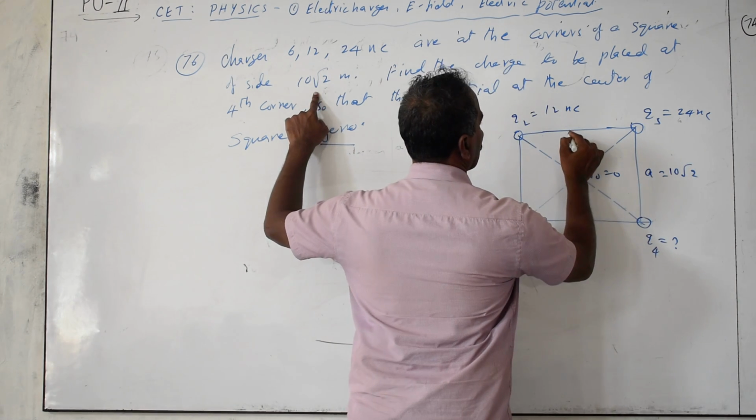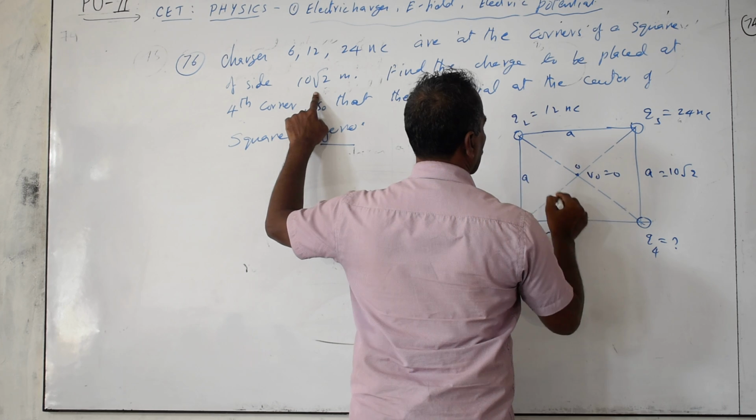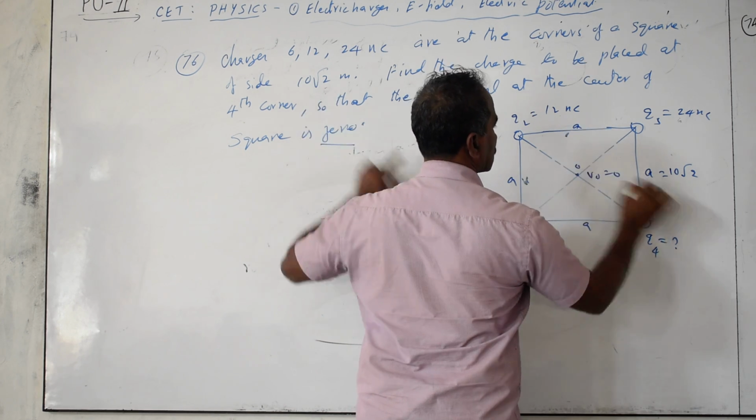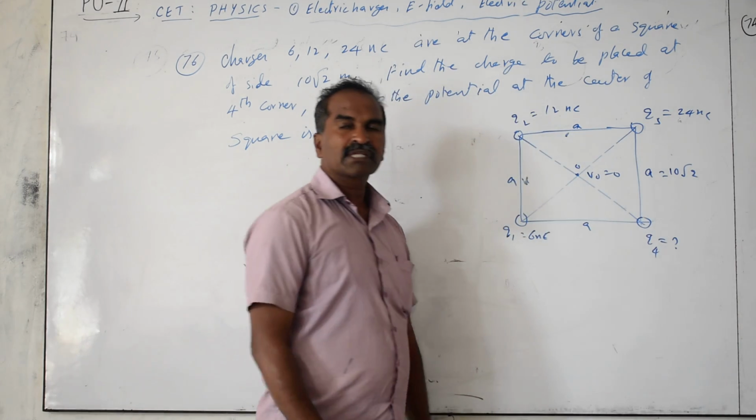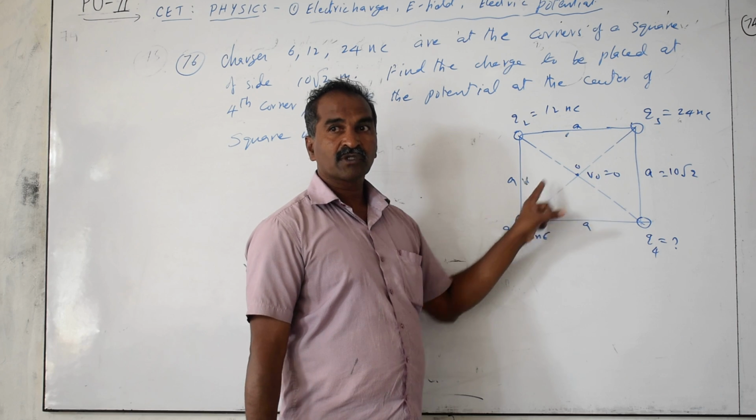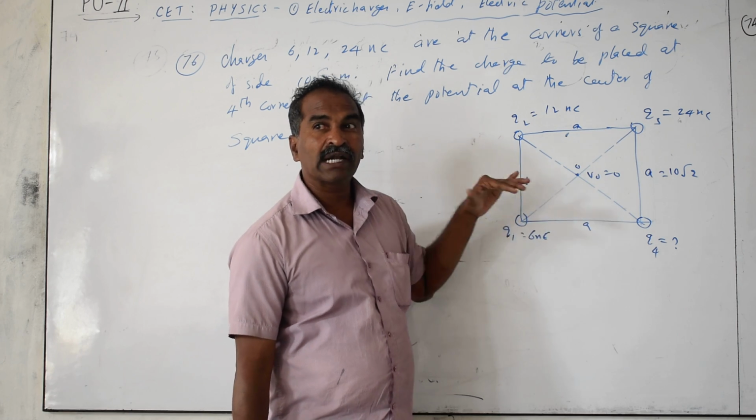This is also going to be A, and this is also A, and this is also A. All sides are equal. So what is the hypotenuse? It becomes a diagonal. This is a right-angled triangle, so the diagonal becomes equal to A root 2. But we don't want that. We want half of that.